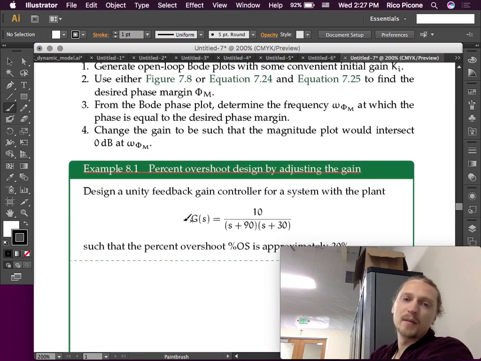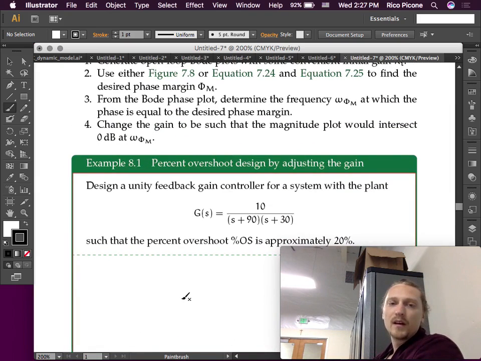So here's the example that we'll do. Example 8.1, percent overshoot design by adjusting the gain. Design a unity feedback gain controller for a system with this plant, such that the percent overshoot is approximately 20%. So that's our goal.